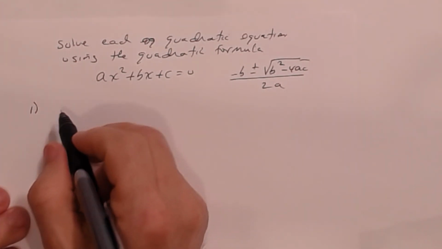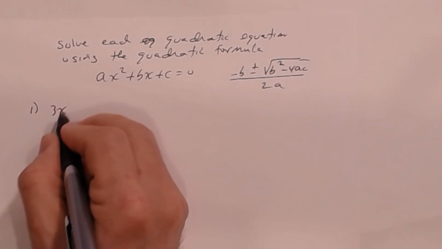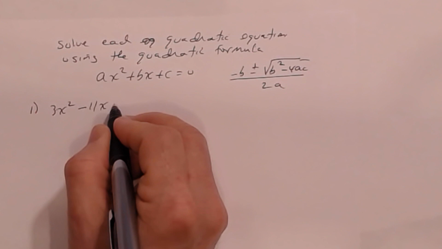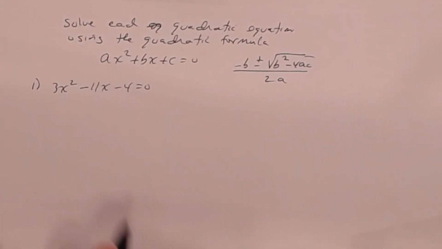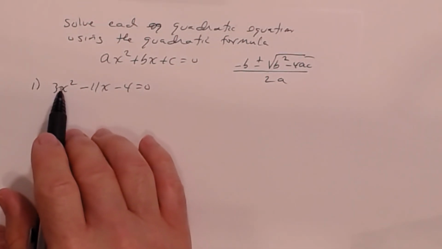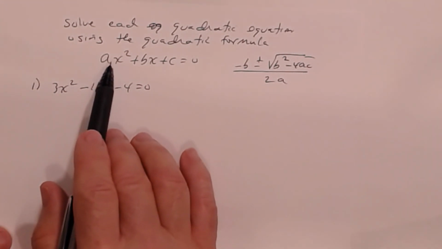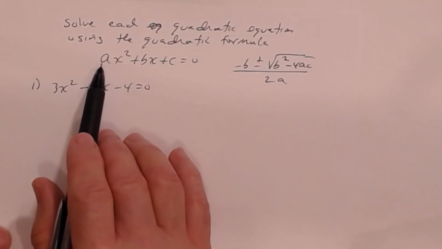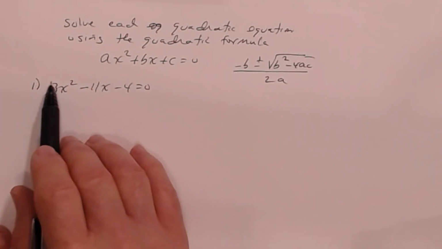So number one, we have 3x squared minus 11x minus 4 equal 0. And so notice that this is in standard form. I have this quadratic equation in standard form, and it's in descending order. So putting in descending order helps, so that way you don't make a mistake, because the a has to be the coefficient of x squared. It has to be the coefficient of your second degree term.